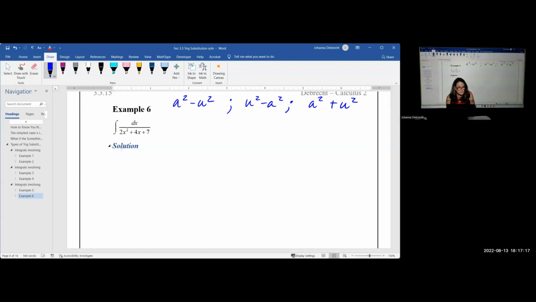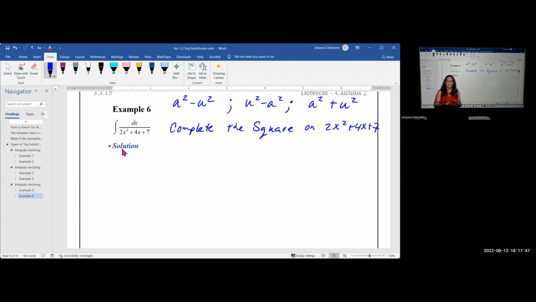So how am I going to solve this problem? I'm going to rewrite it by completing the square on the 2x squared plus 4x plus 7. This is a technique that we use to solve quadratic equations. Remember, we can use the quadratic formula or we can complete the square. Both of those techniques work all the time, right? They never fail, and that's why it's important to know them both.